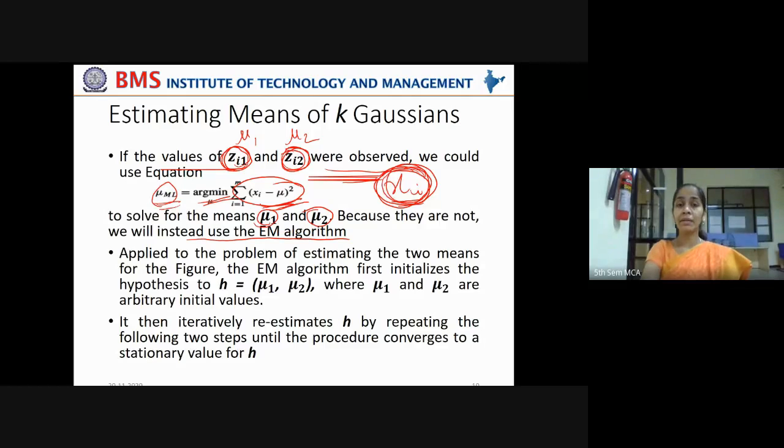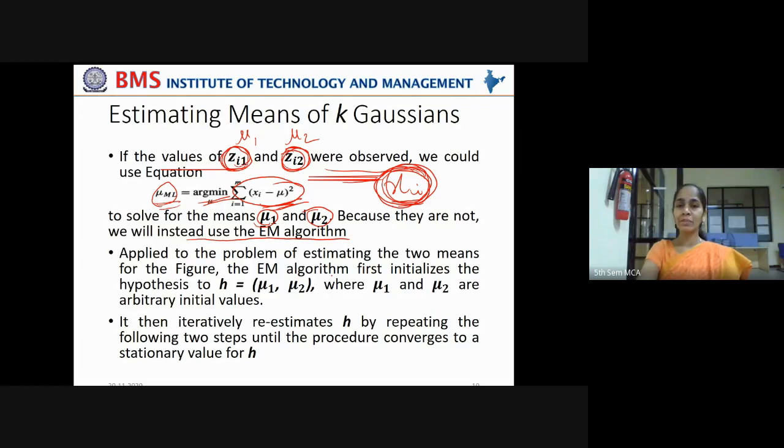But we don't know zi1 and zi2, so we can't calculate their means. So what we have to do is use the expectation maximization algorithm. Now apply it to the problem of estimating the two means for the figure.